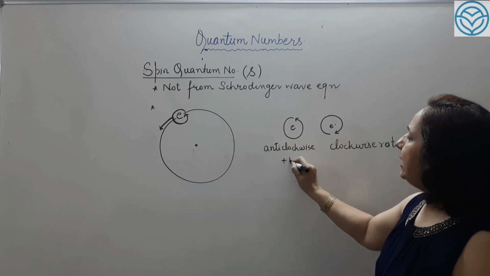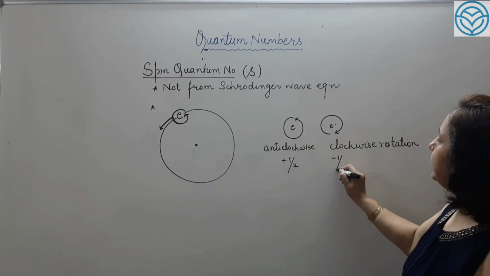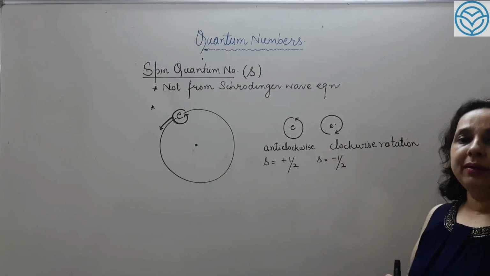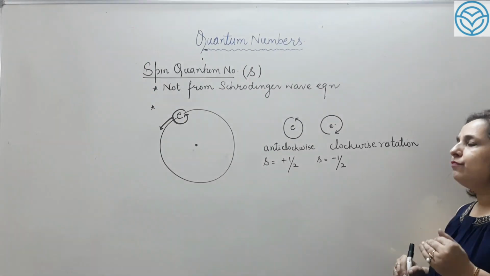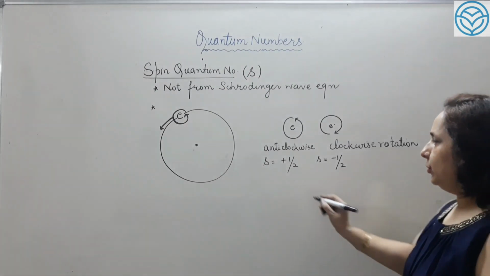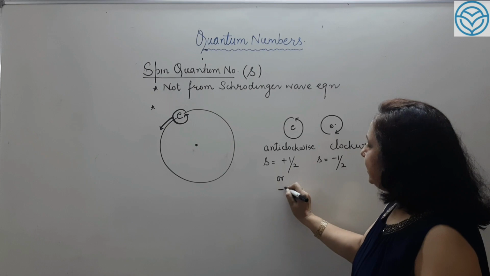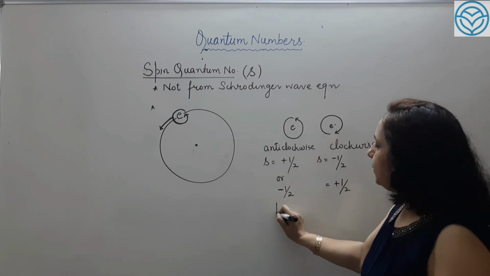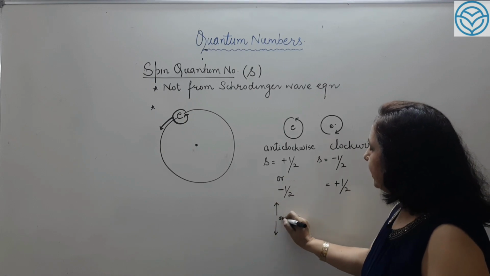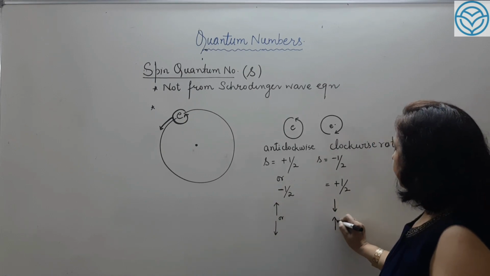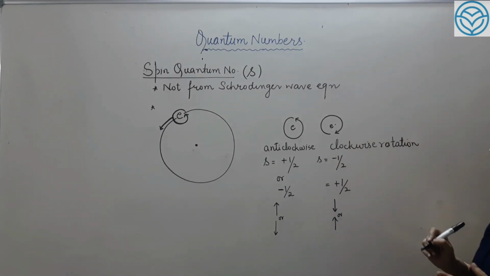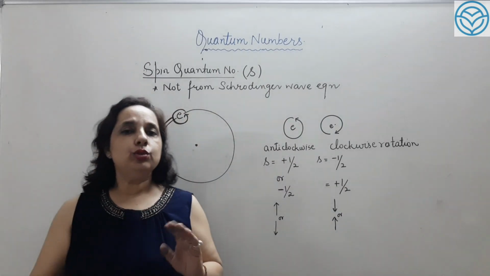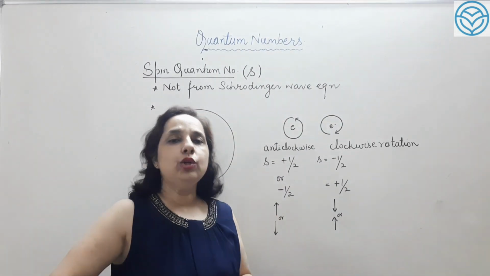Anti-clockwise rotation, if I write it as plus half, so this can be written as minus half. So spin quantum number, these are the two quantum mechanical spin states given values as plus half and minus half. Or if I write it as minus half, so this will become plus half. We can represent it as upward arrow or downward arrow, downward or upward. It's your wish, whatever you want to do. You can give spin quantum number a value plus half or minus half to the clockwise or anti-clockwise rotation.